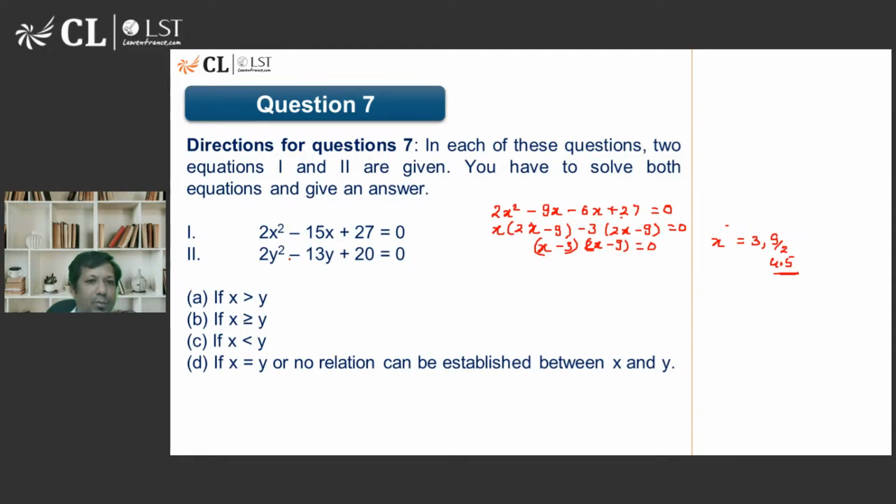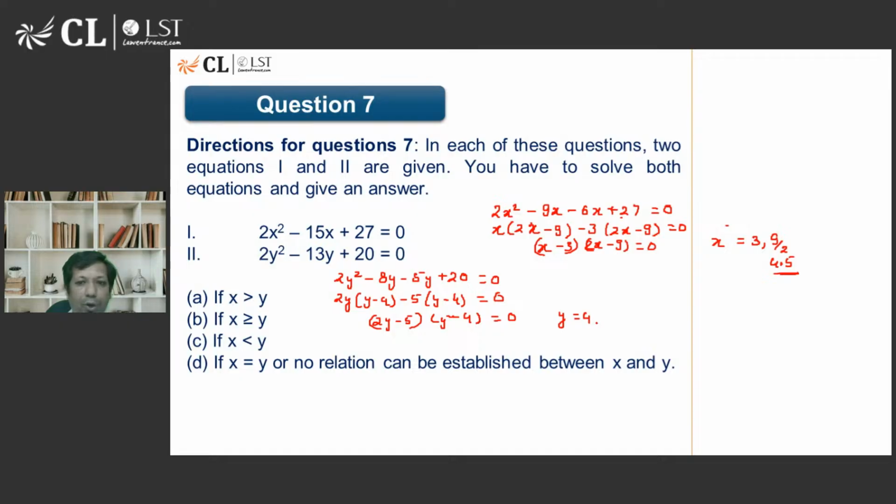Okay. Now let's take this one, that is going to be 13. So it is going to be 2y square minus 8y minus 5y plus 20, and that's equal to 0. 2y common, (y minus 4), minus 5 common, (y minus 4), and that's equal to 0. So (2y minus 5)(y minus 4) is equal to 0. So that gives me either y equal to 4 or y equal to 5 by 2. 5 by 2 is 2.5.